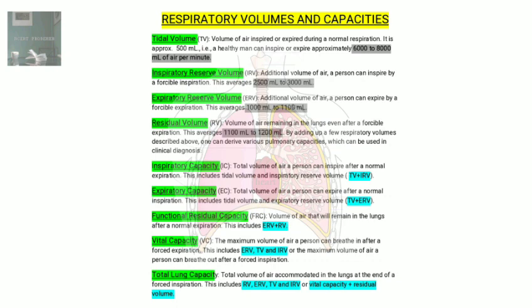8. Vital capacity. The maximum volume of air a person can breathe in after a forced expiration. This includes expiratory reserve volume, tidal volume, and inspiratory reserve volume, or the maximum volume of air a person can breathe out after a forced inspiration. 9. Total lung capacity. Total volume of air accommodated in the lungs at the end of a forced inspiration. This includes residual volume, expiratory reserve volume, tidal volume, and inspiratory reserve volume, or vital capacity and residual volume.